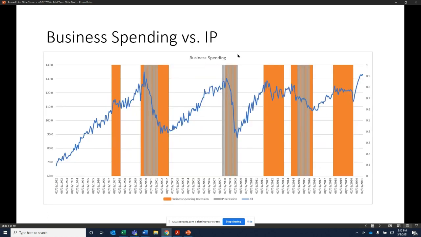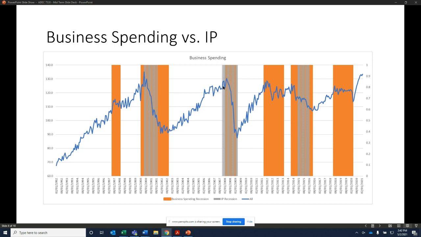But if we look to business spending or CapEx spending, we get a different story. So again, it's the same principle here. The orange indicates when CapEx spending is in a recession. Again, same indicator, but the gray is when we have an industrial production recession.